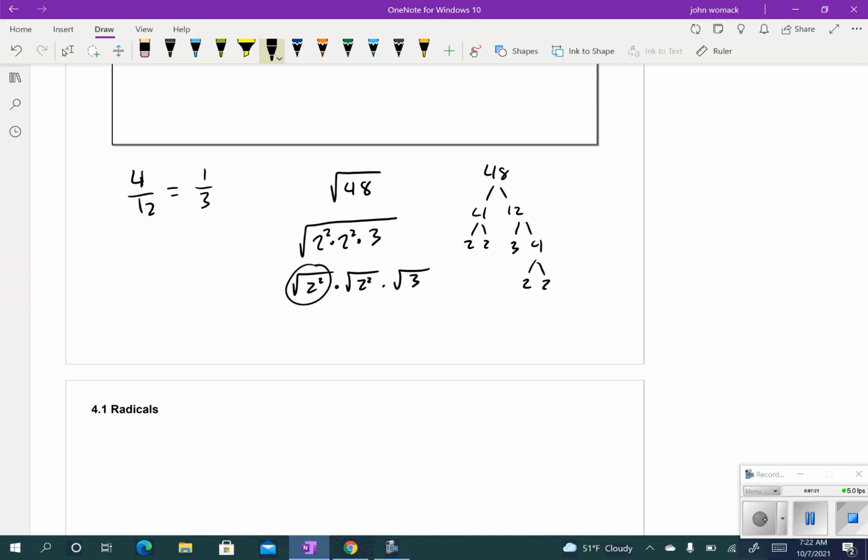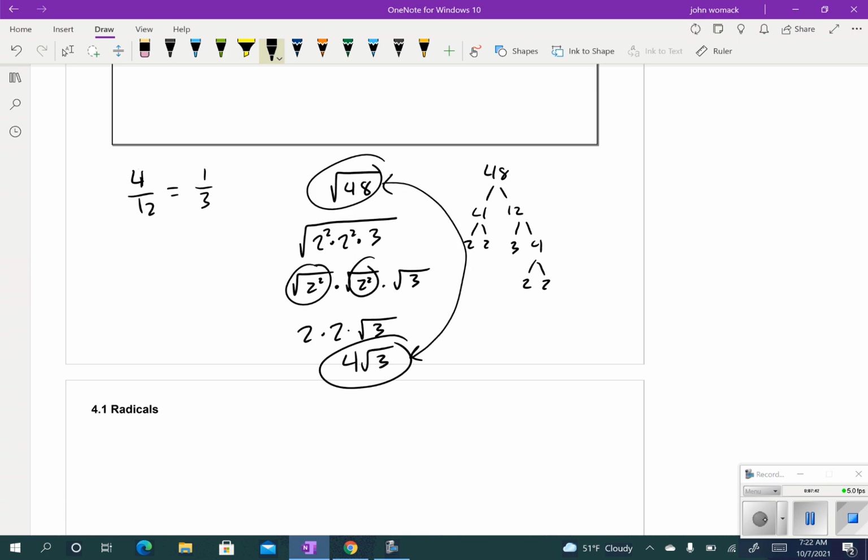Square root of 2 squared. Well, a square root and a square just cancel out. That's 2, right? 2 squared is 4, square root of 4 is 2. Same thing there. This comes out to be 2. Square root of 3 I cannot do anything with. It's an irrational number. 2 times 2 is 4. So the square root of 48 is equivalent to 4 square roots of 3. 4 square roots of 3, though, is simplified.